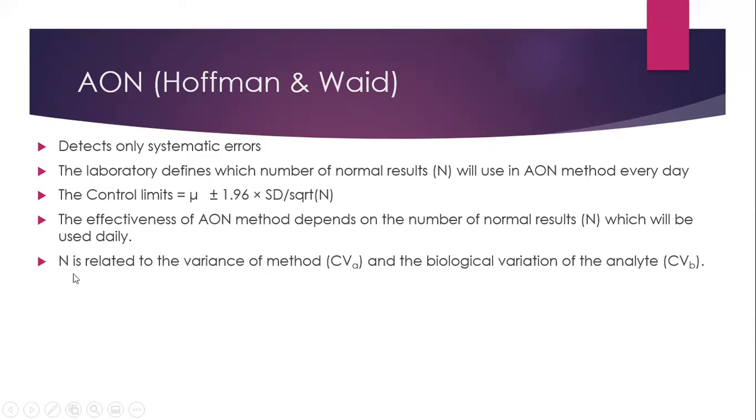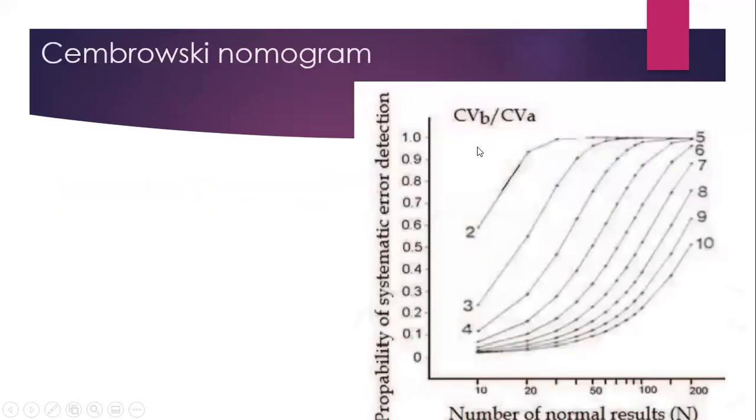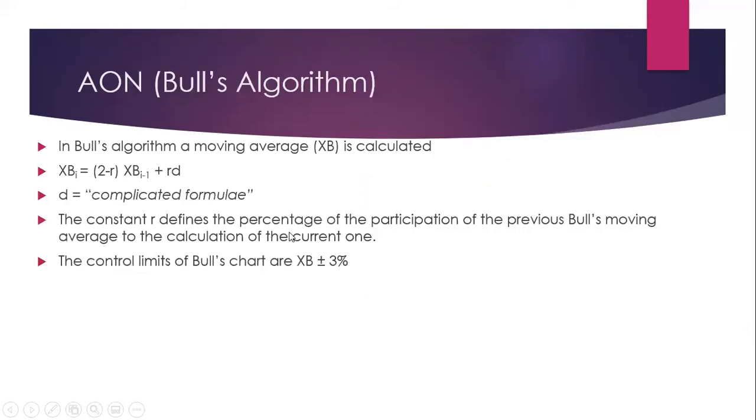The effectiveness of the AON method depends on the number of normal results which will be used daily, and the number of normal results is related to the variance of the method, CV analytical, and the biological variance of the analyte, CVB. And this is given by this chart. This I have reproduced from one of the publications.